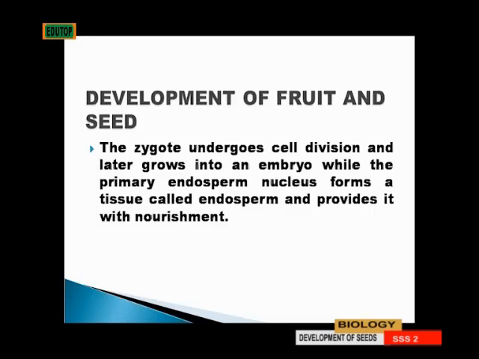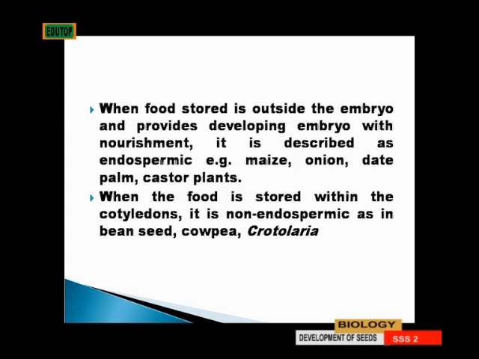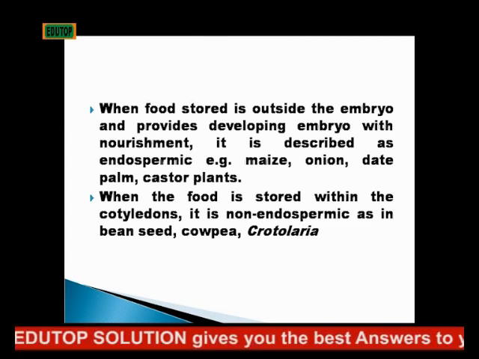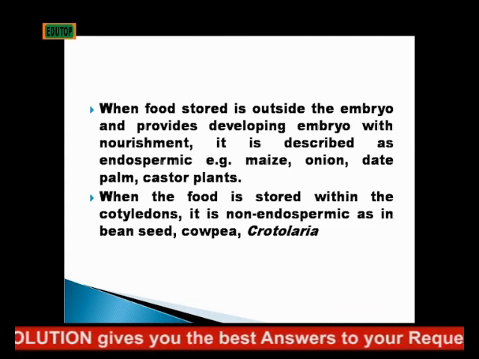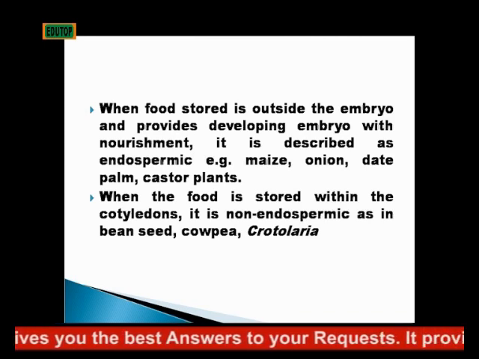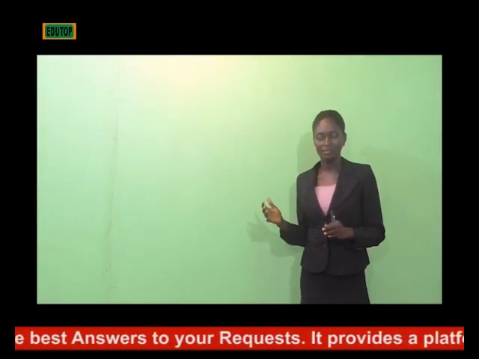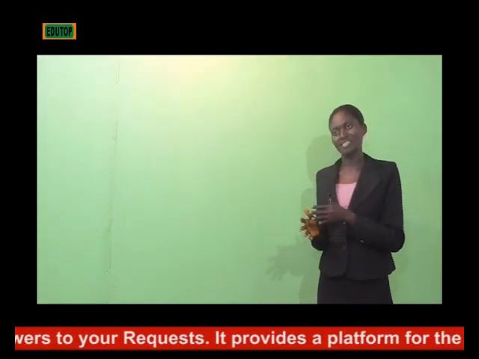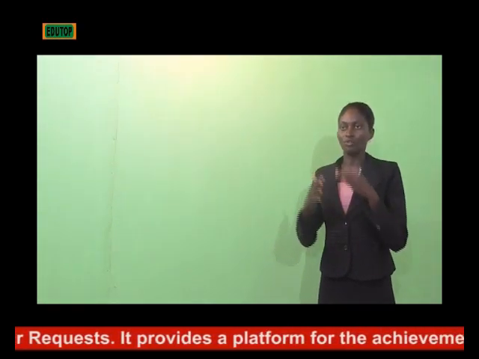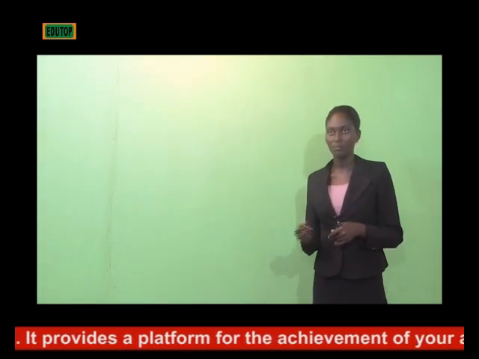How do fruit and seed develop? The zygote now undergoes cell division and later develops into an embryo, while the primary endosperm nucleus forms a tissue called the endosperm and provides it with nourishment. When the food is stored outside the embryo and provides the developing embryo with nourishment, it is described as endospermic.